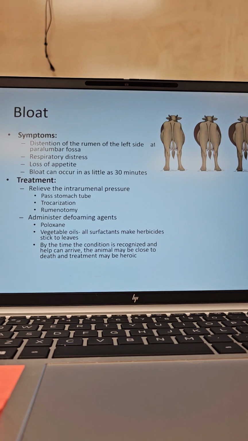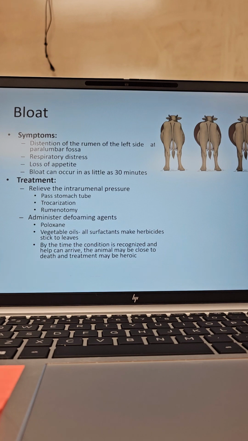So distension of the rumen on the left side. They're going to have respiratory distress. Again, we talked about that, depending on what's causing it. But either way, they're going to have respiratory distress. As that abdomen distends and the stomach distends, it's going to put pressure on the esophagus, preventing it from being able to lower the way that it should. They're also in a lot of pain and discomfort, so this will cause them to have some respiratory distress as well. They're not going to eat.